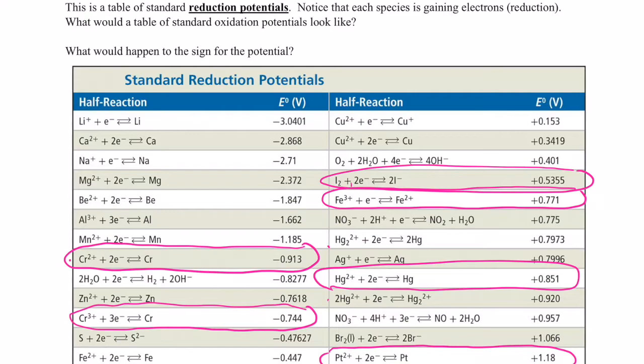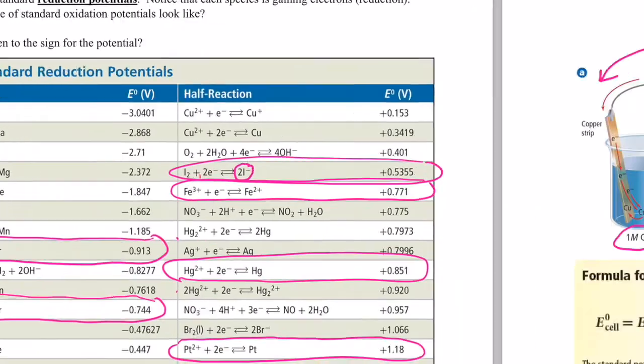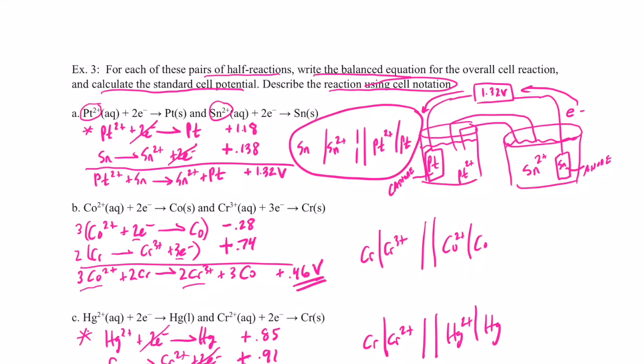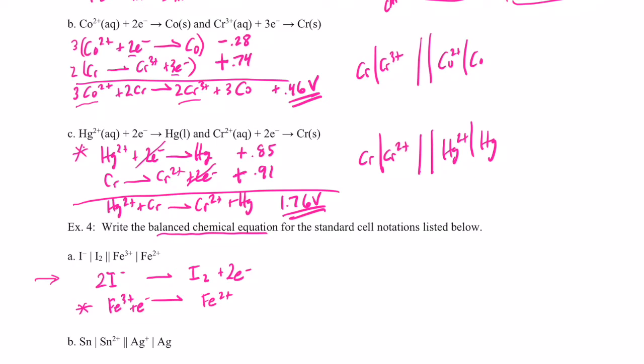And now that's positive 0.536, but we're going to have to change that sign, remember? Because we have the 2I negatives on the left-hand side, so we're going to swap that sign out. So that one will be a negative 0.54 if we round it off to the nearest hundredth, and the iron one, remember, was a positive 0.77.